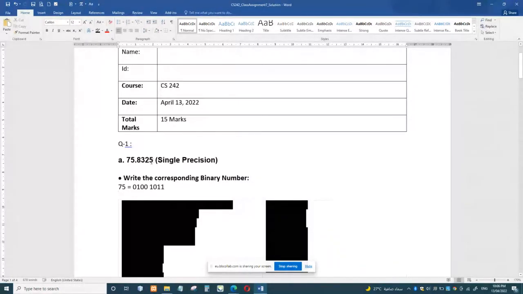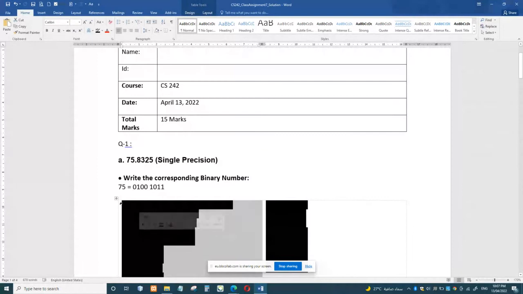Now we have the second part, which is 8325. This is the fractional part. To convert any fractional part to binary, you just multiply by 2. The digit you get before the decimal point is your binary bit, and the number after the decimal point continues.